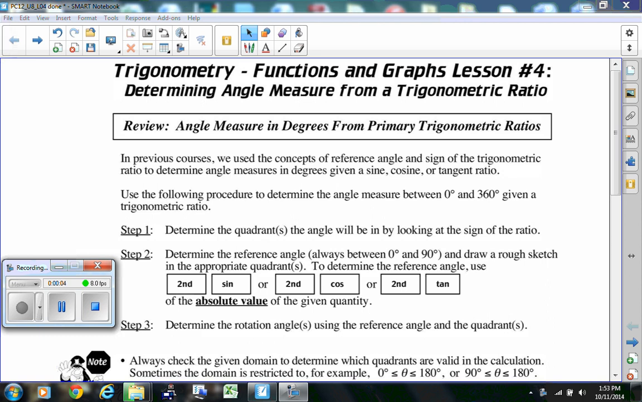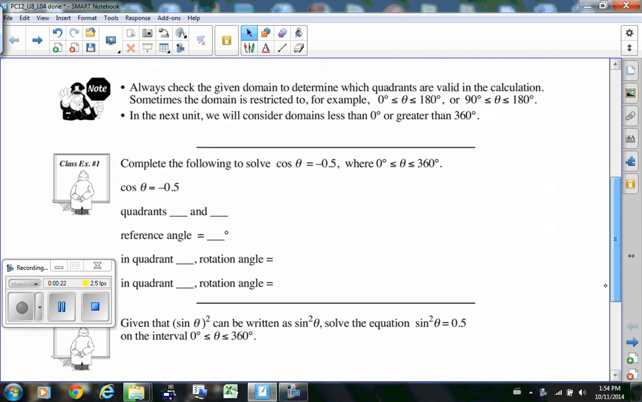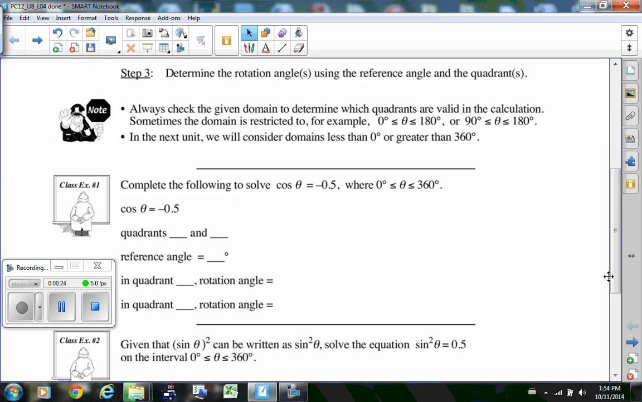So this is a video recording of lesson number 4, and what we're trying to do here is figure out the angle if we're given the trig ratio. We've already done this in Math 10C and in Math 20-1, so this is sort of a review. The only trick is that now we're trying to do it with radian quantities as well as degree quantities. So for example, if I have the statement cosine of x is equal to negative 0.5.